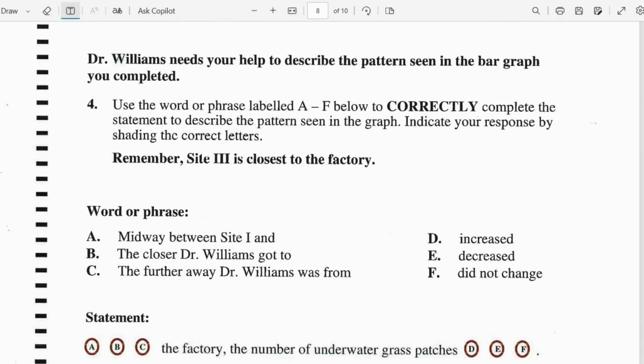Now let's move on to number 4. Dr. Williams needs your help to describe the pattern seen in the bar graph. Use the words or phrases labeled A to F below to correctly complete the statement. Describe the pattern seen in the graph. Indicate your response by shading the correct letters.